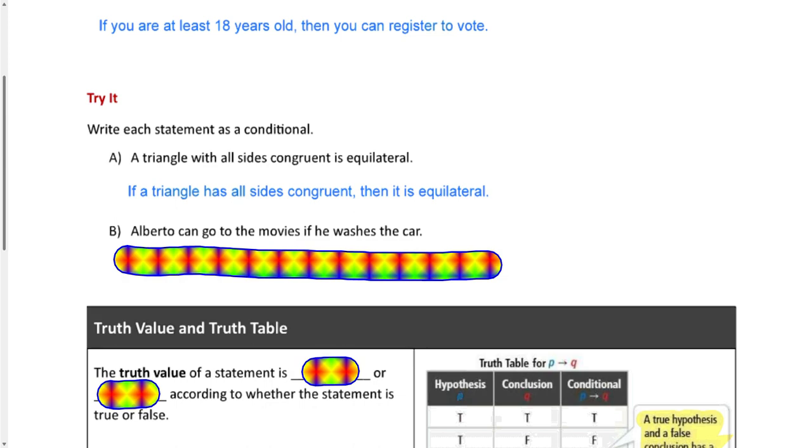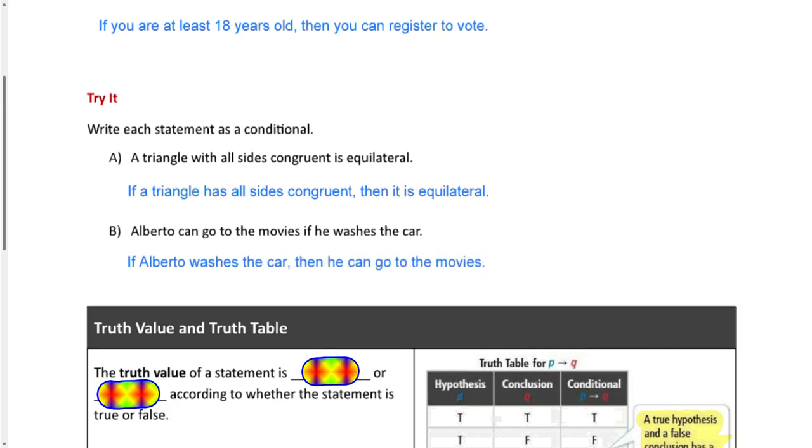Alberto can go to the movies if he washes the car. So what happens? If Alberto does what? He's got to wash the car. So if Alberto washes the car, then what can he do? Then he can go to the movies. So put that together. If Alberto washes the car, then he can go to the movies.